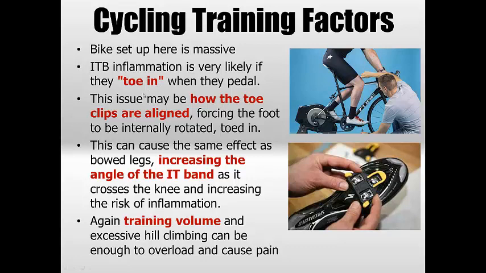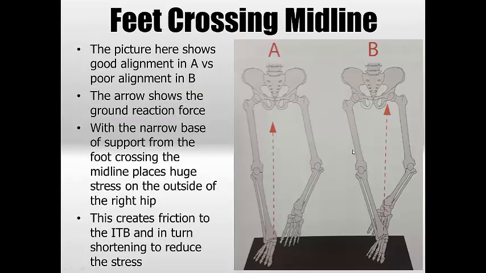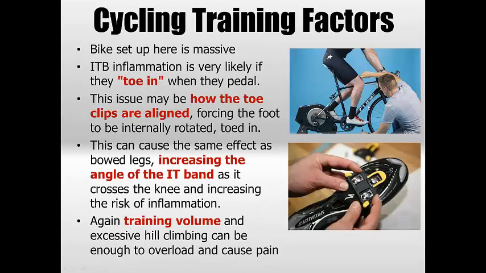And this is going to be a real big problem, because it's going to force the foot to internally rotate, and we're going to see the same thing that we saw with the running, which is basically the effect of creating bow legs, and basically increasing the angle, just like we saw on this last one. It just creates huge steep angles, and you'll see the same thing with a bike if the foot's turning in too much. So really adjusting your cleats to be in the right position is going to be a huge thing.